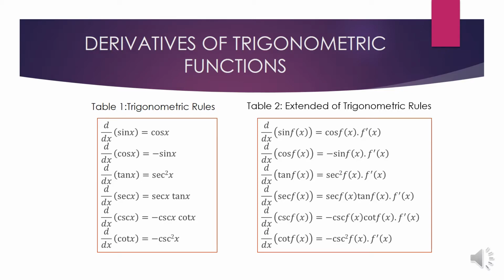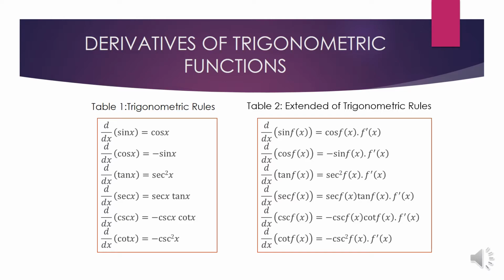Now, we move to table 2. If we differentiate sine f(x), where f(x) can be any function, we will get cos f(x) times f prime x. We notice here that the differentiation concept is similar to sine x in table 1, but here in table 2, we replace the x with f(x) and multiply with f prime x.